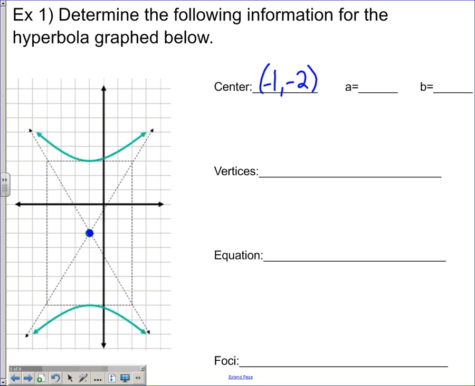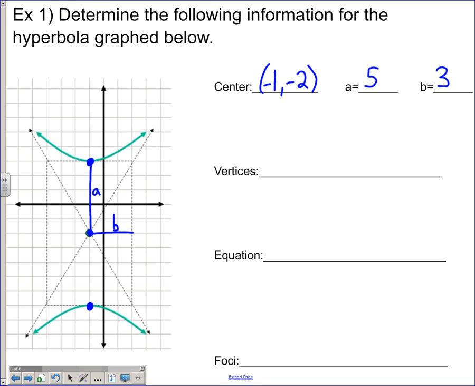If I make our vertices a little more clear, we can notice that our A value goes from center to vertice. And if we count squares, it goes 1, 2, 3, 4, 5. So A would be 5. And B is in the other direction to the dotted line. In this case, B is 3. Okay.